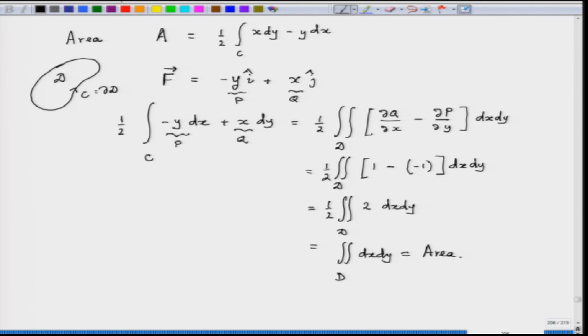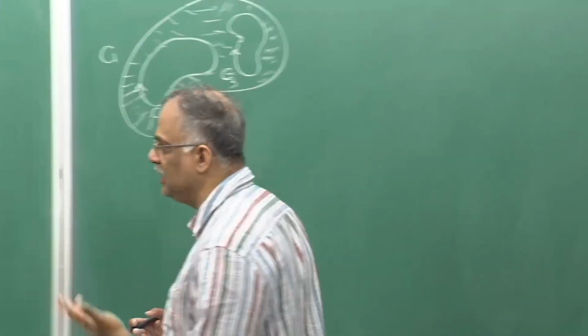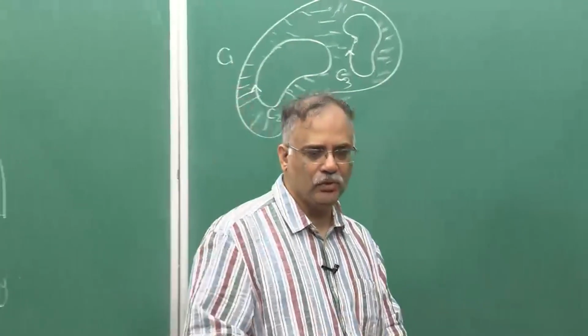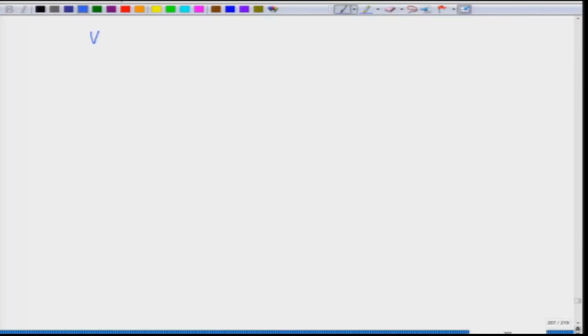You see how beautifully this has worked. Now, there is another interesting way of expressing Green's theorem, which is called the vector form of Green's theorem. I am not giving the proof, I will send it across. That is what we are going to learn now.